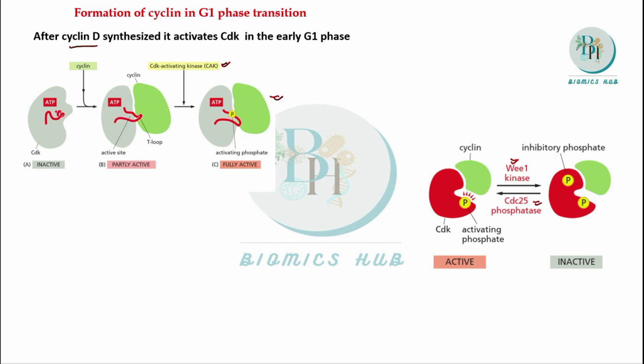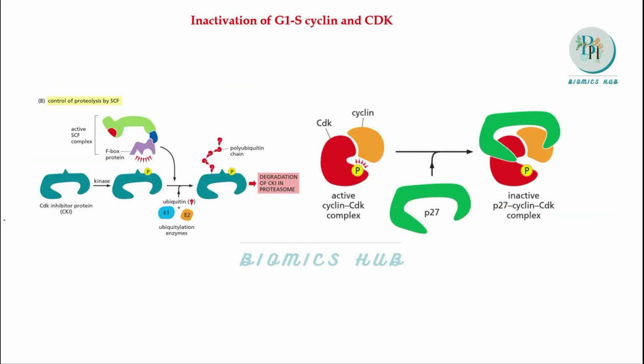So this is the activation case. We have to see how it is destroyed. When it enters into some other phase, it needs to be deactivated, or if there is some problem, that means the G1 to S phase transition will not take place. In that case, the cyclin needs to be degraded. So how is it degraded? It is degraded by a complex known as SCF, and the SCF is an E3 ubiquitin ligase.